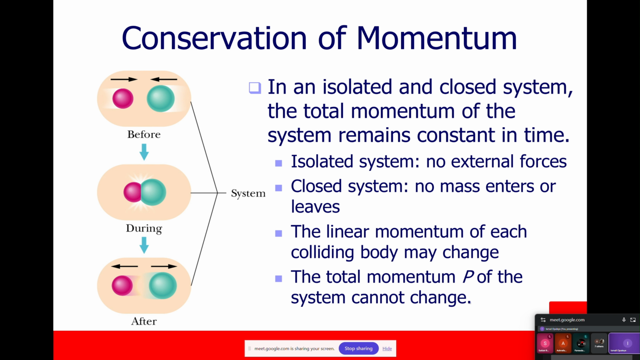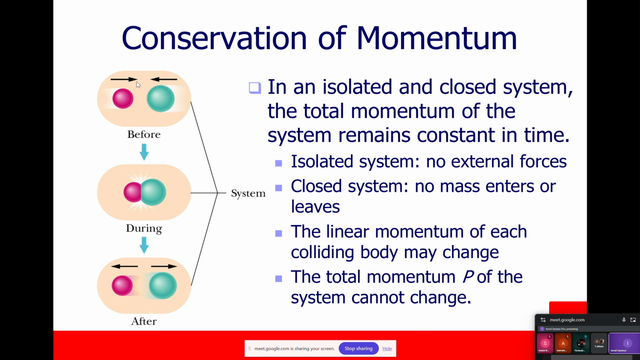in time. An isolated system is a system whereby there are no external forces, and for a closed system, no mass enters or leaves the system. So the linear momentum of each colliding body may change, but the total momentum of the system cannot change. That is, individual components may have changing momentum, but not the overall system. Let me put it that way.